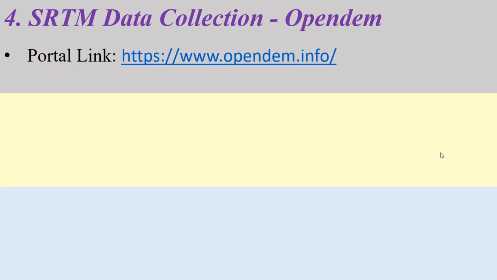The fourth one is collection of SRTM data from OpenDem portal. SRTM stands for Shuttle Radar Topography Mission. Earth surface elevation information was collected by Shuttle Radar Topography Mission in the year of 2000. The data was collected for the regions from 56 degrees south latitude to 60 degree north latitude, and this information is given in the form of contours. The web link for the page is mentioned here. You can use it to go to web page.